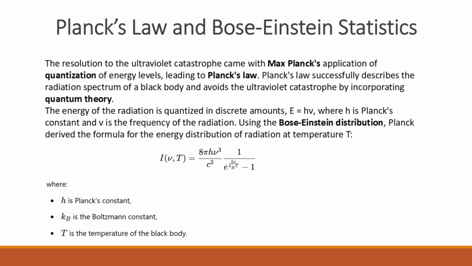Enter Max Planck, the quantum revolution's hero. By introducing the radical concept of energy quantization, Planck solved the ultraviolet catastrophe. His groundbreaking approach used Bose-Einstein statistics to model radiation. The key insight? Energy is not continuous, but comes in discrete packets. Each packet's energy depends on the radiation's frequency. This simple yet profound idea completely transformed our understanding of radiation. The mathematical formula we see isn't just equations, it's a window into the fundamental nature of energy itself.